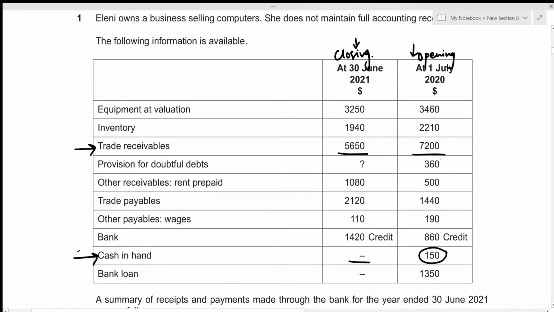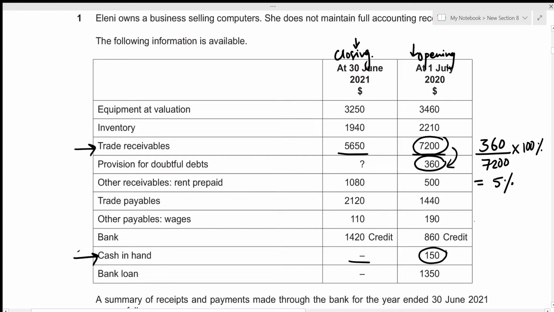We're given the amount of provision for doubtful debts right here for the opening values, and we're also given the trade receivables right here. So we need to figure out the percentage: how much of the trade receivables is the provision for doubtful debts? In order to do so, we just divide the provision for doubtful debts by the total trade receivables and multiply it with 100, because we need to figure out the percentage. This gives the provision percentage to be 5%. This means that we also maintain the closing provision at 5%.